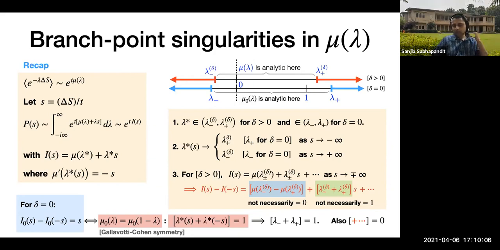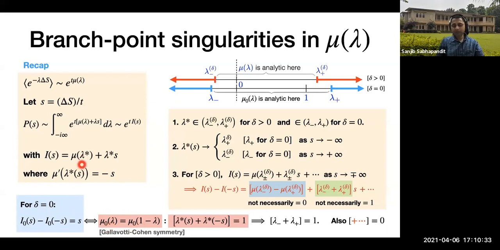Okay. So then you have these higher order terms. This one need not be equal to 0, which you need for the fluctuation theorem to be satisfied, and this need not be equal to 1. So what happens is that if you put delta equal to 0, where you know that the fluctuation theorem is satisfied, because of this Gallavotti-Cohen symmetry, this 0 corresponds to delta equal to 0.